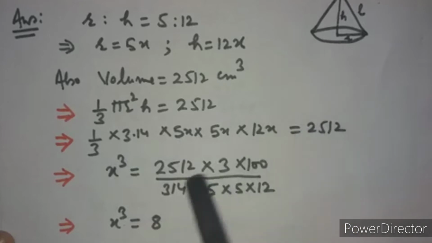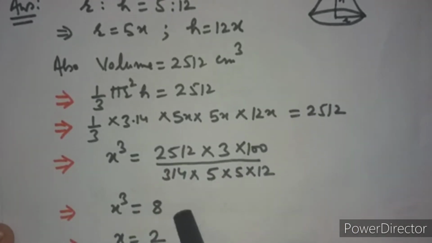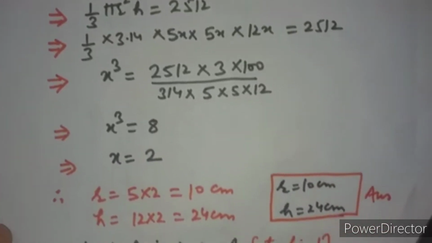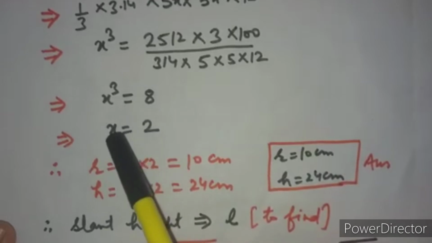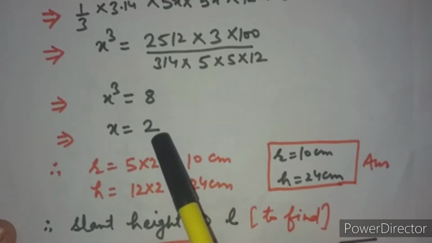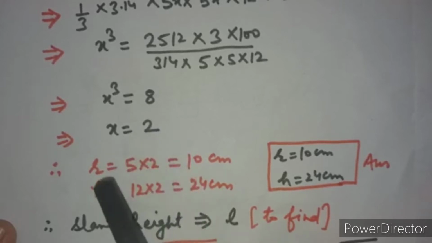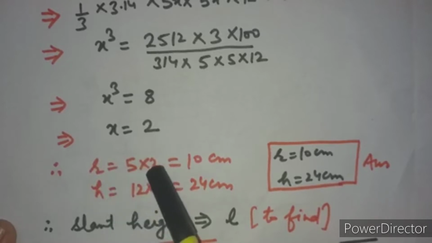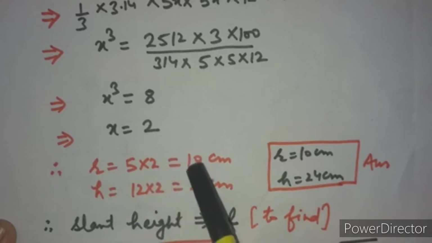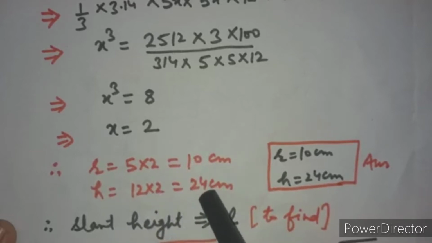Rest all the numbers we have placed according to their position, and from here we will get x cube is equal to 8. We will get x cube is equal to 8, and x we will get after finding the cube root of 8, which is equal to 2. So we have got the value of x is equal to 2. With the help of x, we will find the value of radius and height. Okay, our radius was 5x, we wrote in the starting. 5x means 5 2s are 10 centimeter, and h was 12x, so 12 2s are 24 centimeter.